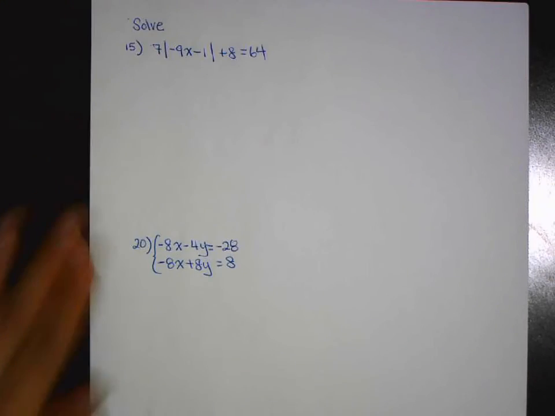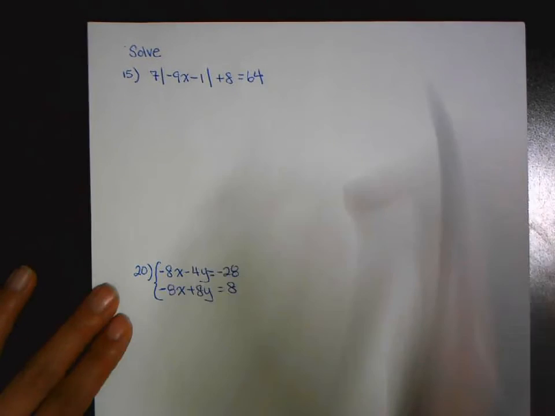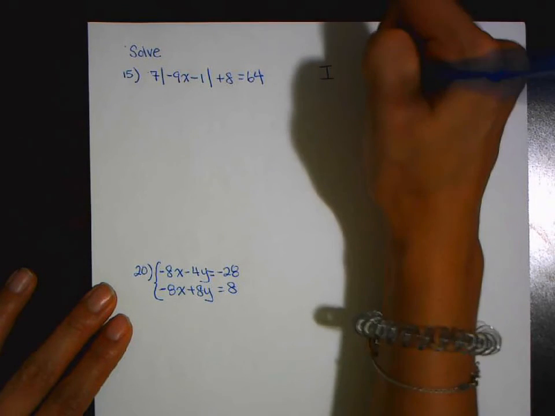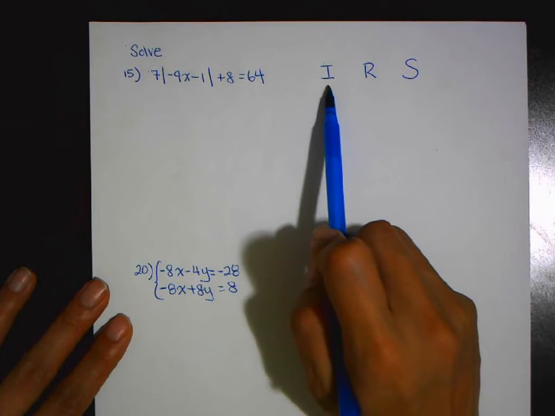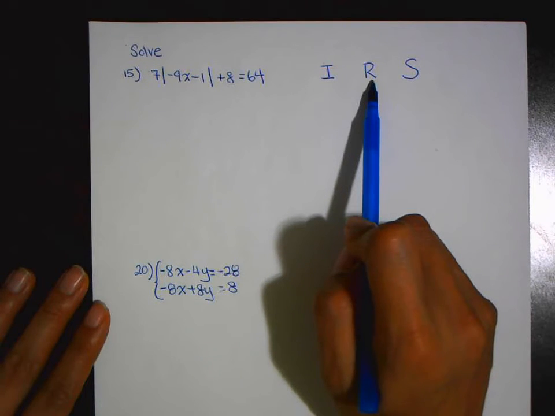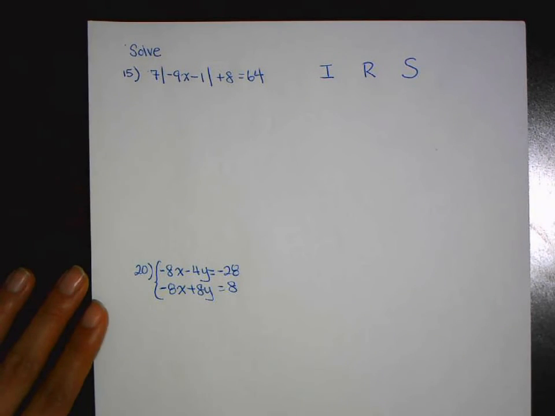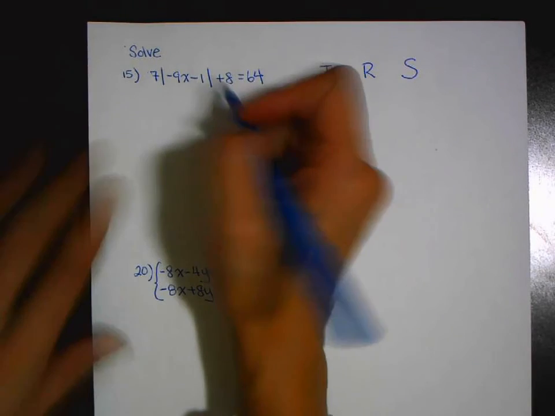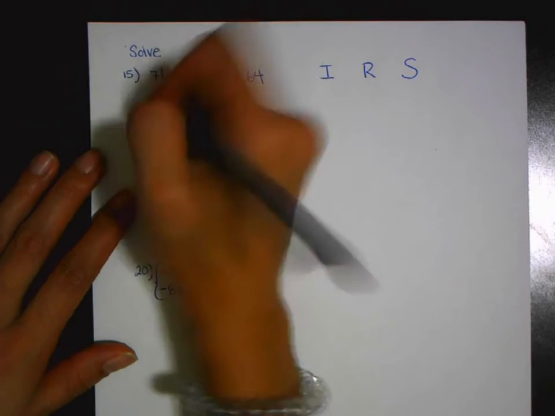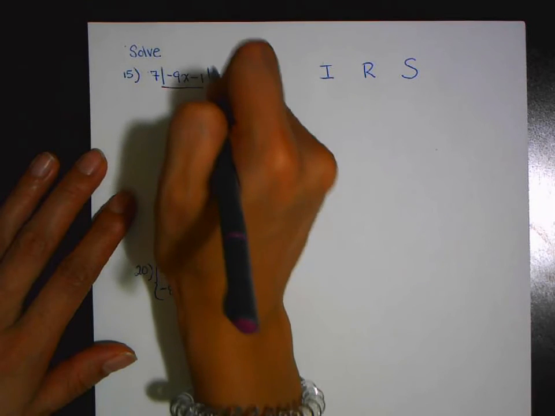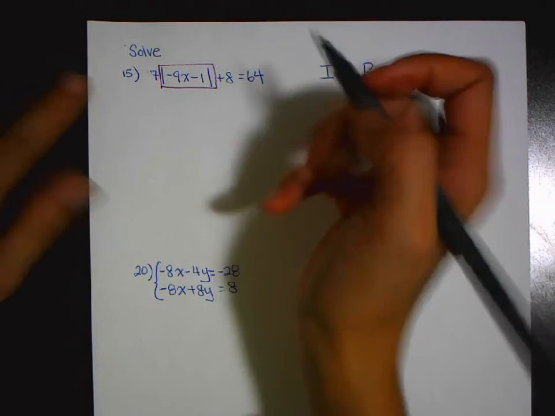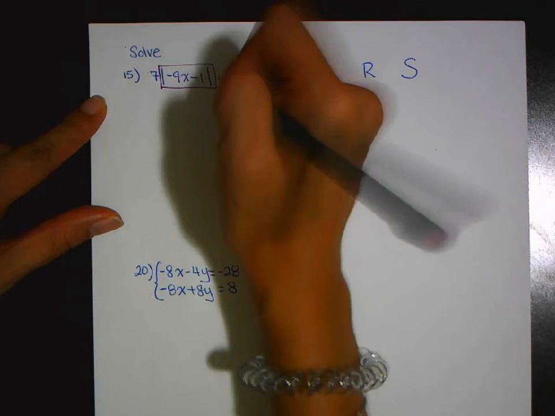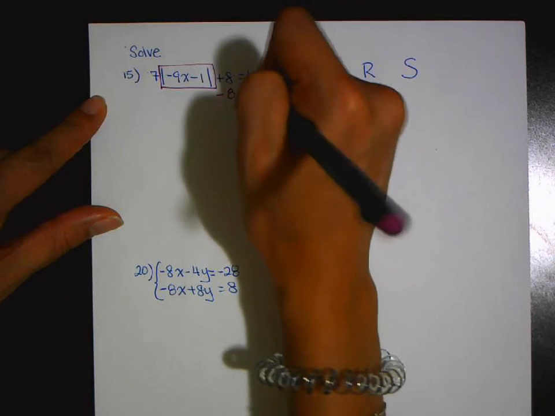Number 15 says, hey, I gotta solve this. Remember, we use I, R, S. I represents isolate your absolute value. R represents rewrite into 2 equations, and S represents solve. So here we go. Isolate the absolute value. This is my absolute value right here. So I need to get this one by itself. That means I take everything away. The first thing I undo is an addition. To undo plus 8, I have to subtract 8 on both sides.